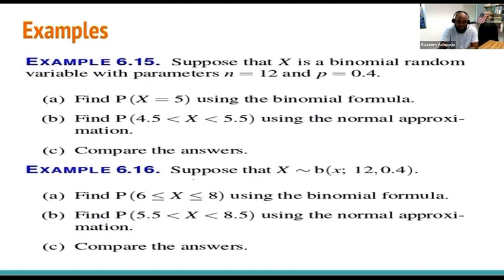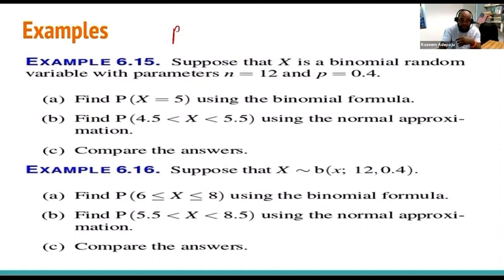So this is another question. Suppose that X follows a binomial with parameters n equal to 12 and p equal to 0.4. They want to find the probability of X lying between 6 and 8. Of course, that can be done using the binomial formula that we did in the discrete type. Here it's going to be considered when X equals 6, when X equals 7, when X equals 8.